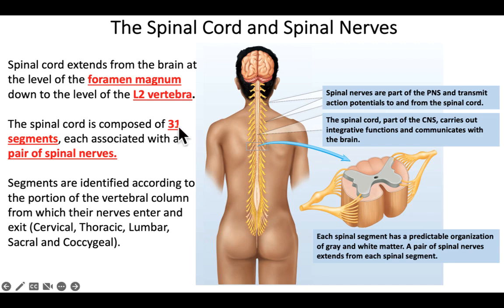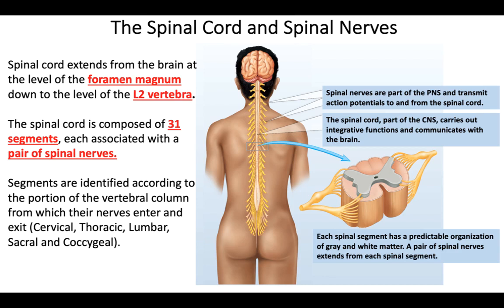There are 31 segments, so we can divide this spinal cord into 31 parts or segments, and each segment has a pair of spinal nerves. So therefore, there would be 31 pairs of spinal nerves. And you can see these pairs attaching on each side of the spinal cord. These segments we often refer to as cervical, so those would be segments in the neck. Thoracic, those would be segments in the chest area. Lumbar, segments in the lower back. There's sacral and coccygeal segments. And therefore, we also use these names to describe the spinal nerves.